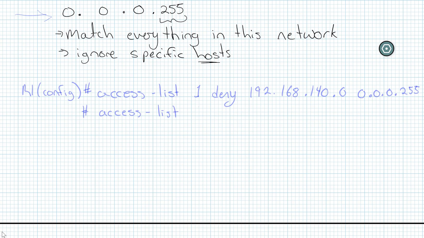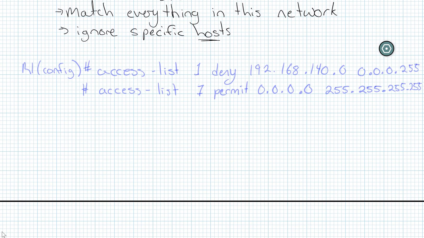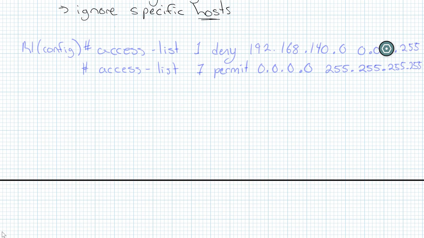So access-list 1, permit, and then we could say to match anything, 0.0.0.0, which is like our default static route, similar to that. And then for the wildcard mask, we don't care about any of the bits that were entered in our network mask. We're going to put them all as ones, basically saying anything at all is allowed. And so what we've done here is we've specifically denied our one network and then allowed another one.